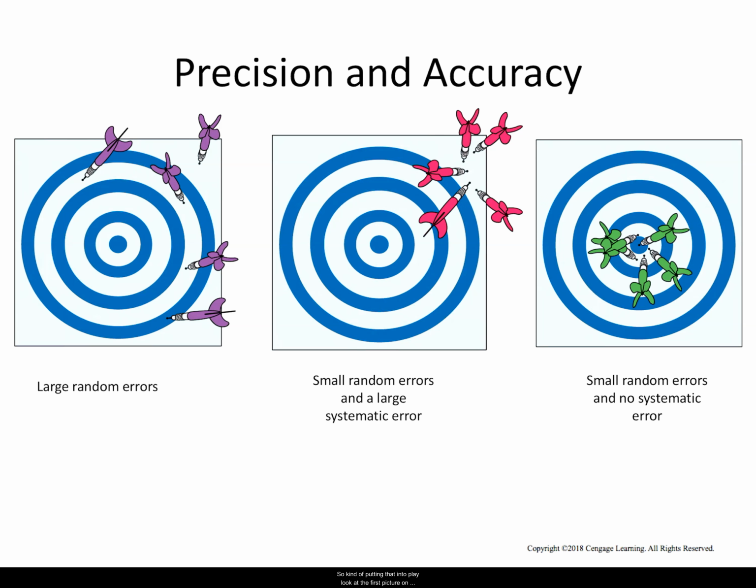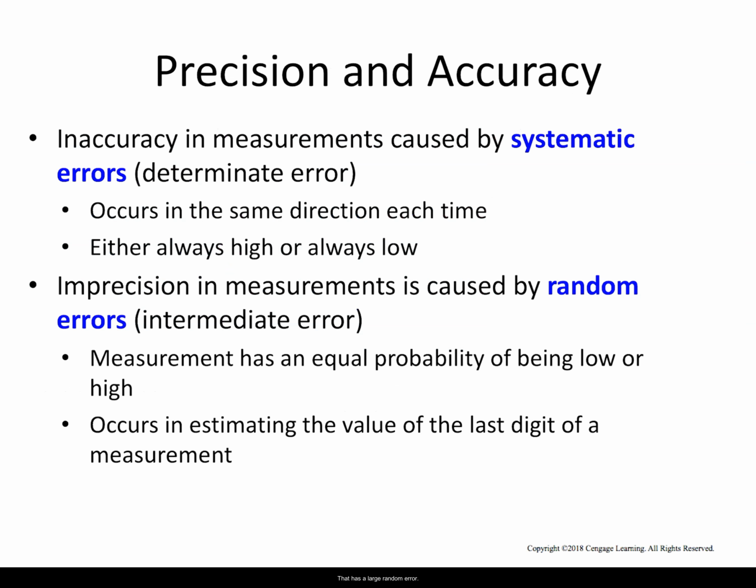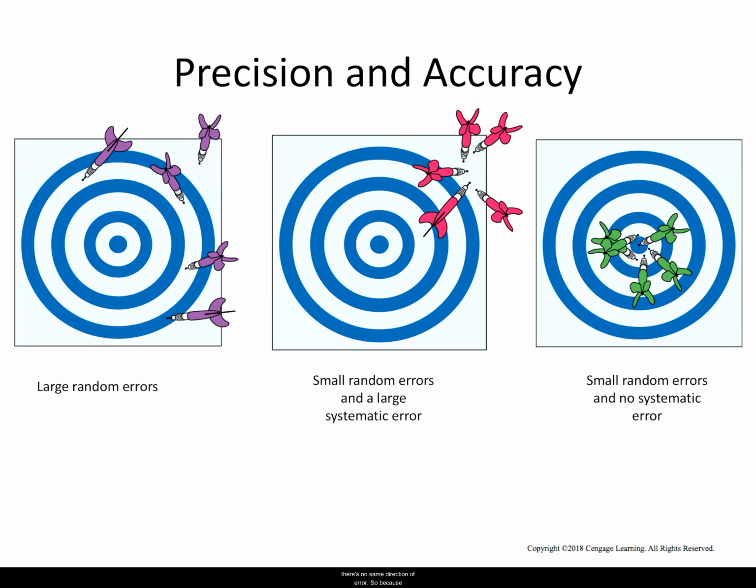Look at the first picture on the left with the purple darts. Notice how the purple darts are kind of all over the place. That has large random error. Now let's review. What was random error? Random error was from imprecision, right? It kind of is equal probability of being too high or too low. There's no same direction of error. So because it's all over the place, we were being imprecise. It's random error because we didn't really have one direction.